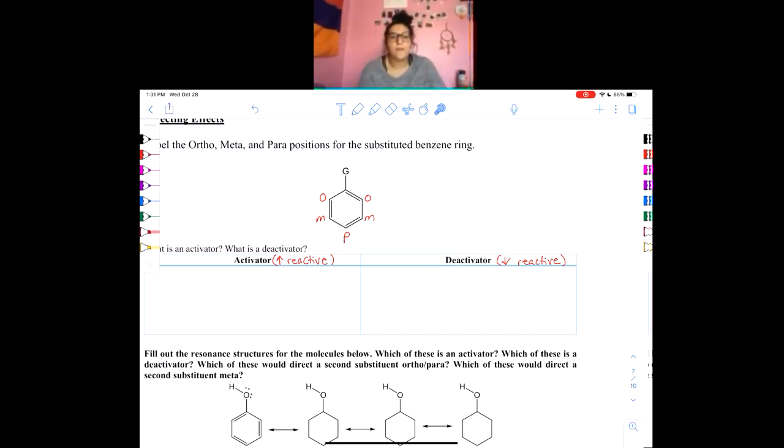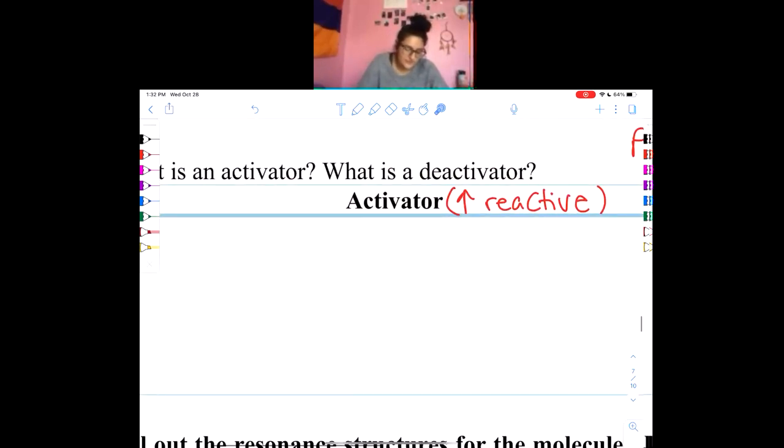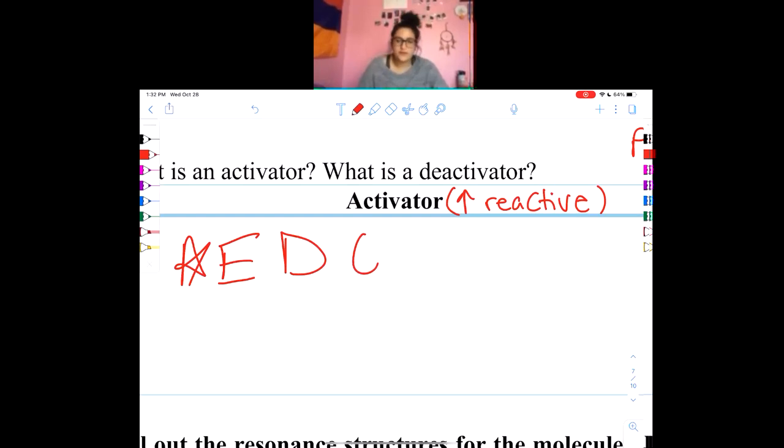So, if you know that the benzene ring is going to be the nucleophile, what do you think would make a group an activator? Yes, an electron donating group. Electron donating groups.